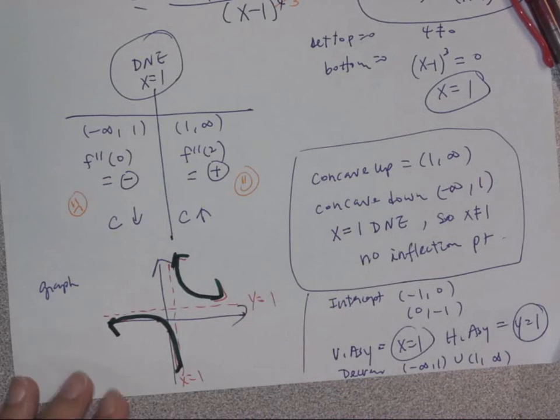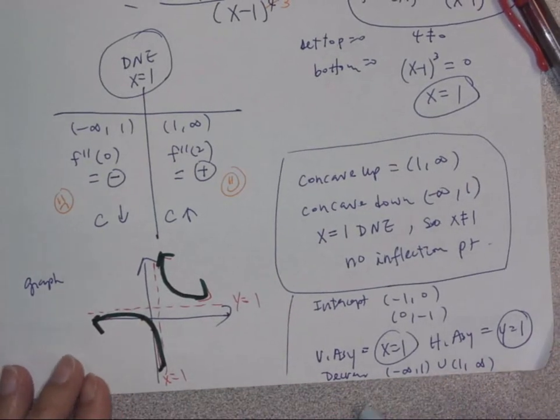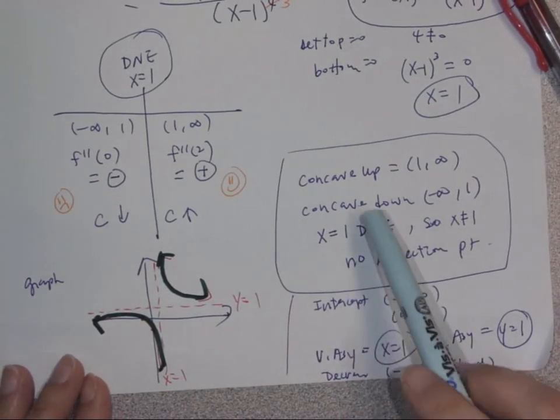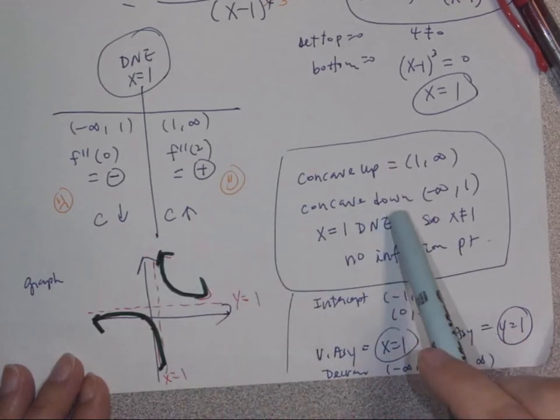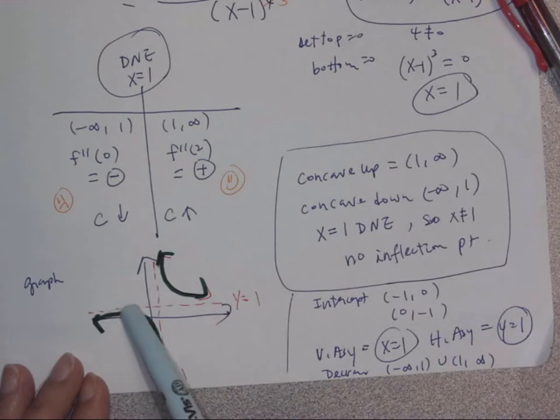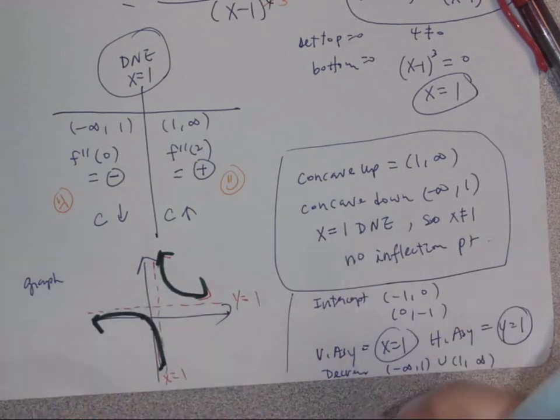How about the concavity? Is that correct? Let's see. Concave up is here. Looks good. Concave down is negative infinity to 1. It's like here. So that's good. So it looks like it fits all the information. So that should work.